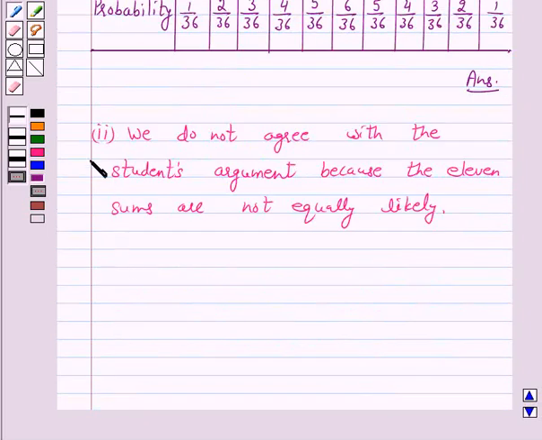Hence, the answer for part 2 is no. We do not agree with the student's argument. The 11 sums are not equally likely.